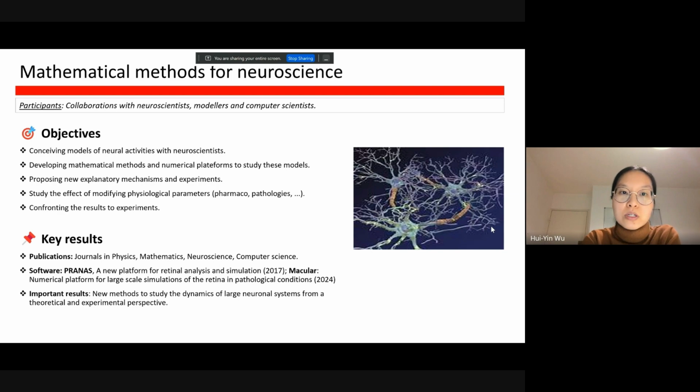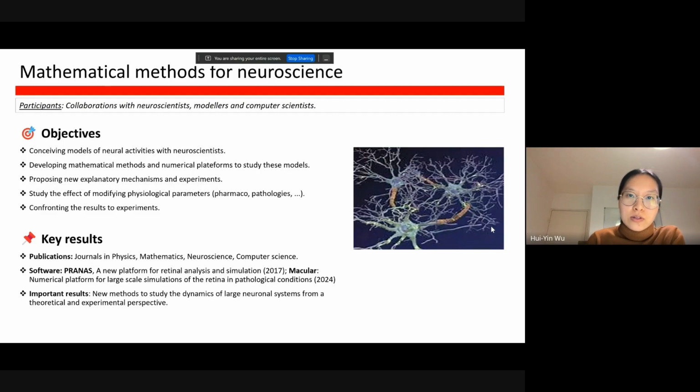Then we propose new explanatory mechanisms and experiments that can be done to study the effect of modifying physiological parameters such as drugs to induce the neural responses for different pathologies, and also to analyze the results in experiments. The main publications in this area go to journals in physics, mathematics, neuroscience, and computer science, so it's very multidisciplinary. There is also a strong activity of developing software to visualize the mathematical models, such as PRANAS, which was developed in 2017, and Macular, which is ongoing in development.